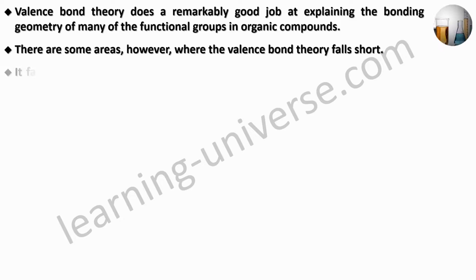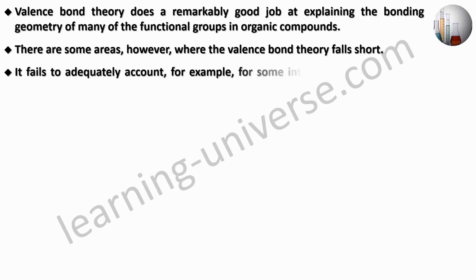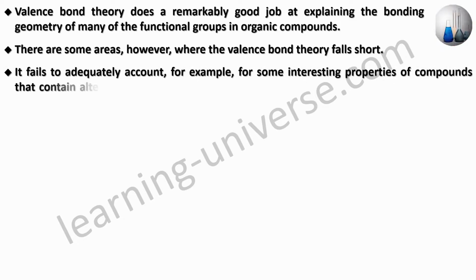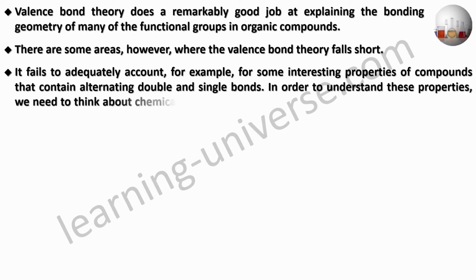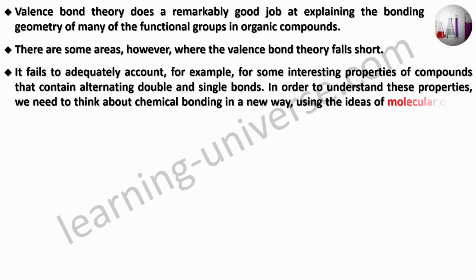We use what is known as the resonance effect. But the fact of the matter is, actually one needs to use the molecular orbital theory. Resonance is only a bypass to take care of the complicated form of the molecular orbital theory. It fails to adequately account for some interesting properties of compounds that contain alternating double and single bonds. That is where the resonance occurs. In order to understand these properties, we need to think about chemical bonding in a new way, using the ideas of molecular orbital or MO theory.